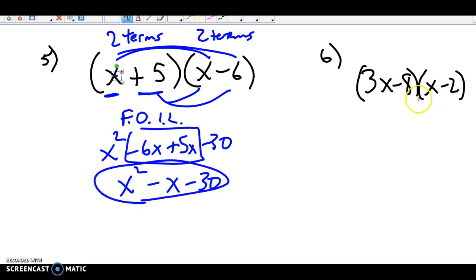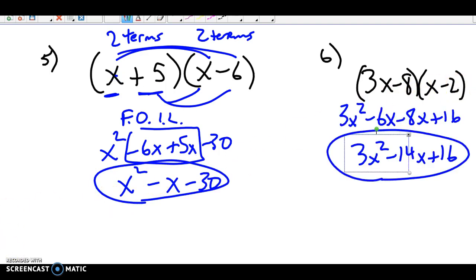So take a second and do number 6. Come back when you have the answer. Okay, again, 3x squared minus 14x plus 16. You can see what I did there.